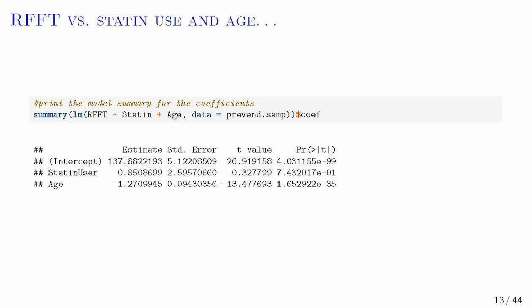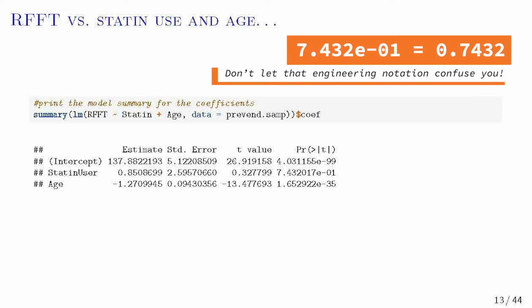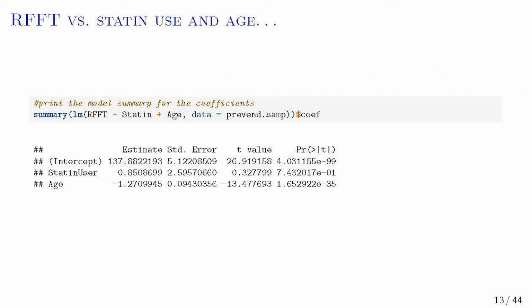Our intercept is statistically significant, but that doesn't really mean much. Then the statin user. We don't get confused by this engineering notation. That's not significant. Now, what about age? Age is statistically significant. So, the statin user relationship doesn't seem to be any different than 0.